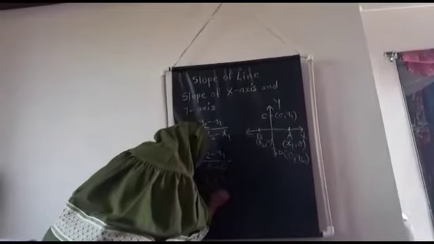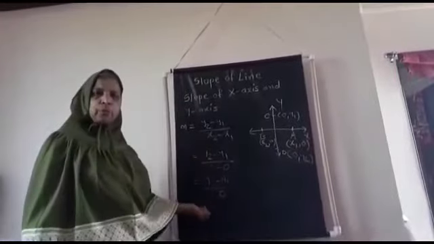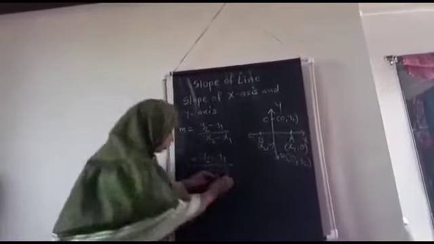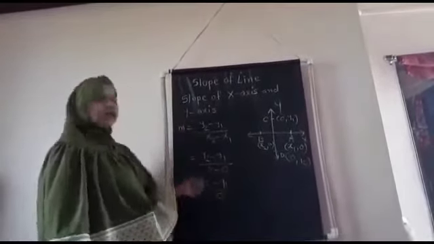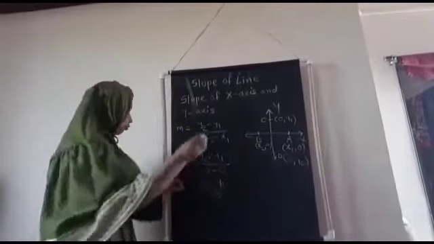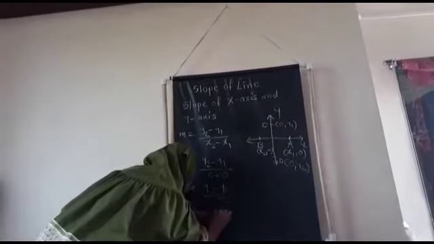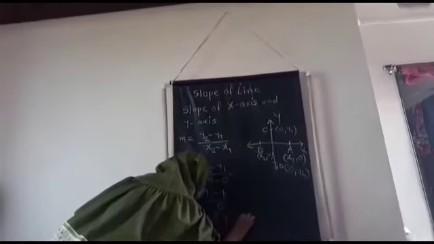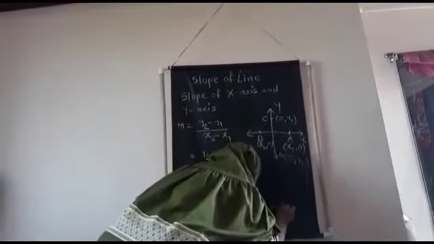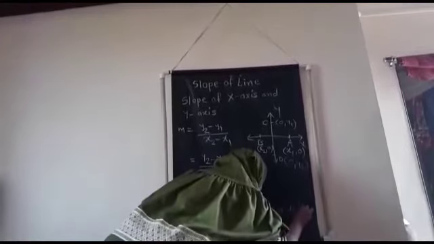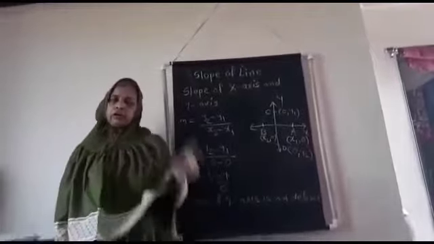Now here our numerator is coming non-zero, but the denominator is coming 0. In this example, the denominator is coming 0. When the denominator is 0, the answer is not defined. So therefore, the slope of the y-axis is not defined. Slope of y-axis is not defined.